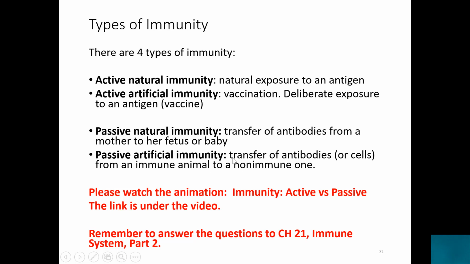Passive artificial immunity. It's when one person, usually they use animals, produces antibodies and they are transferred to a non-immune animal or a human. That is called passive artificial immunity.